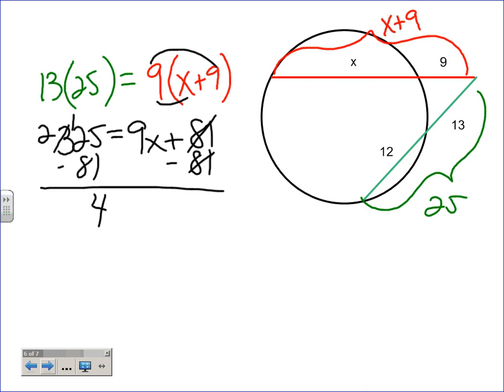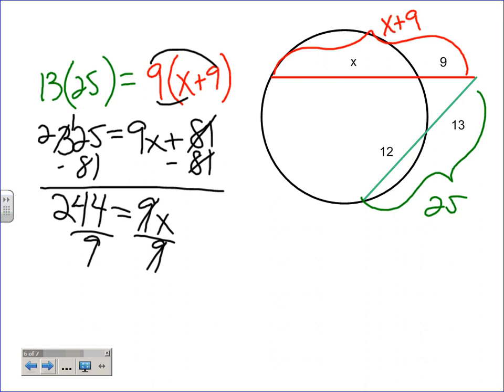So now you take 12 minus 8 is? Not a trick question. 4, thank you. Equals 9x. At a quick glance, is this going to divide perfectly? No, it's really close though, right? If it was 45, this would be perfect. So you divide by 9. What's that? Oh yeah, 244. Good job.